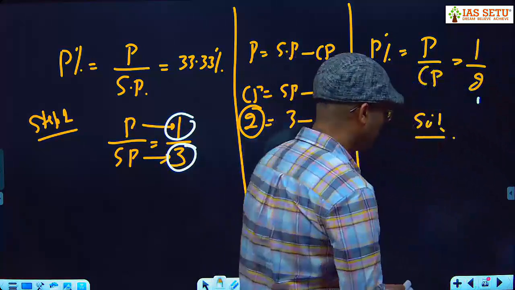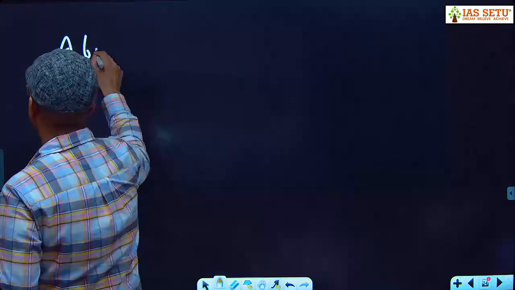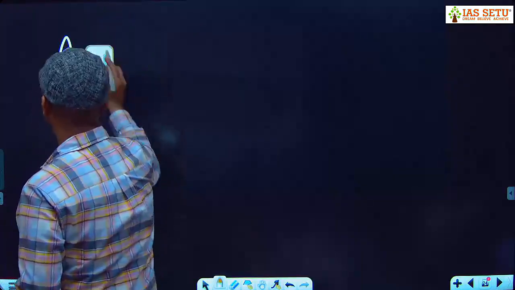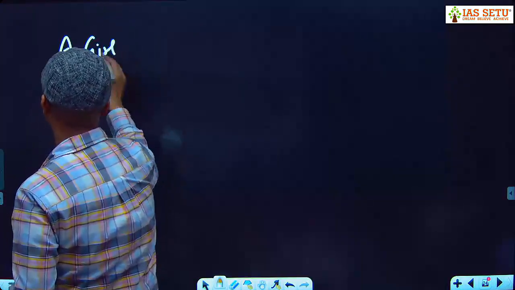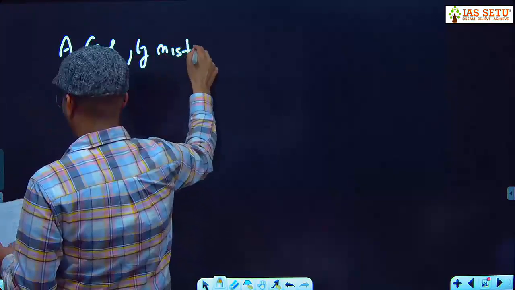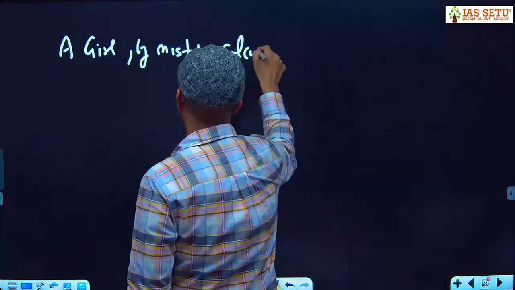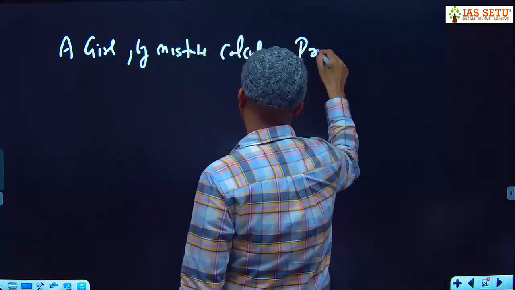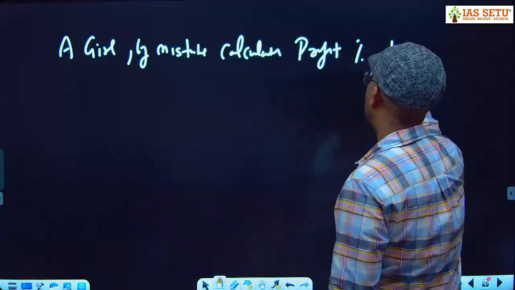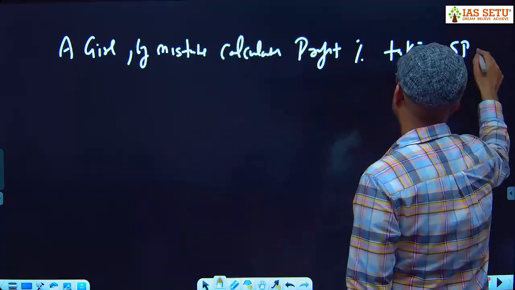Just wait. I write a question for you. A boy, you can take girl also. Why should boys do all the mistakes? A girl, by mistake, calculated profit percentage taking SP as base.